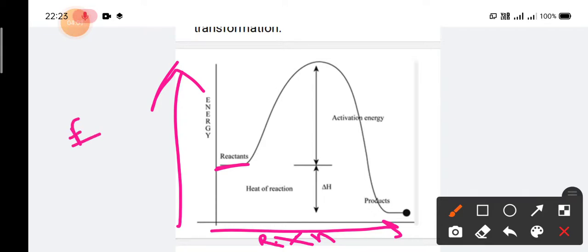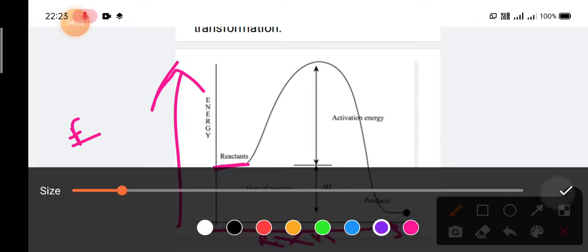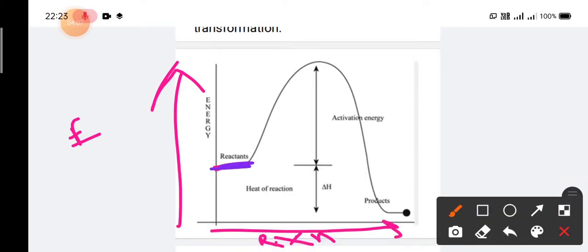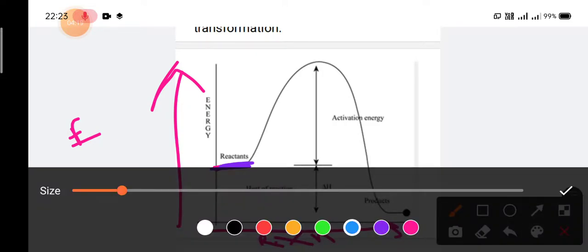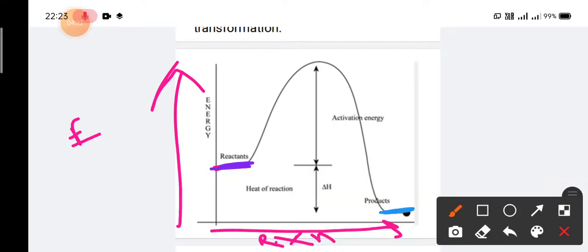Okay, so here, in this violet line I have been describing the energy of the reactants. The energy of reactants is this one. And what is the energy of the product? The energy of the product is here.